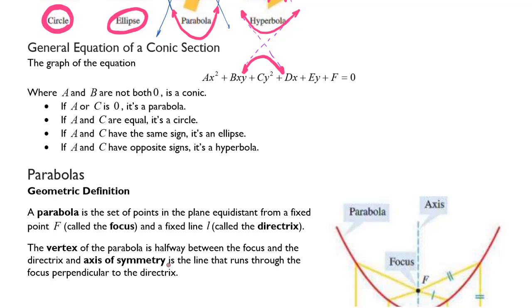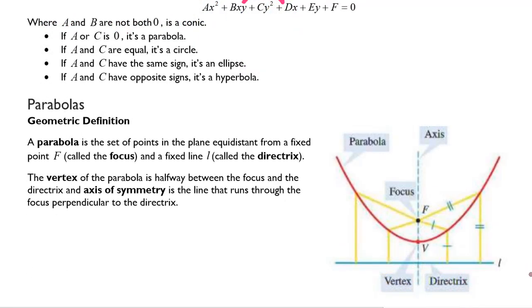If A and C are equal, it's a circle. If A and C have the same sign, it's an ellipse. And if A and C have opposite signs, it's a hyperbola. We're going to now go into what type each one is and how you can create these equations based on these rules.